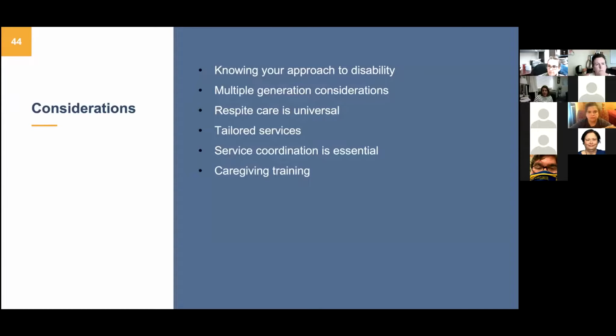Particularly in rural settings, but anywhere, service coordination is essential. We can't just do our part and leave it be. Not for individuals with disabilities and their families. There's so much for them to connect to, that navigation is essential, that coordination. It ranges from nothing available to 15 things available, and which one do I go with, right? And then caregiving training based on the literature. That's another one. What would that training look like?